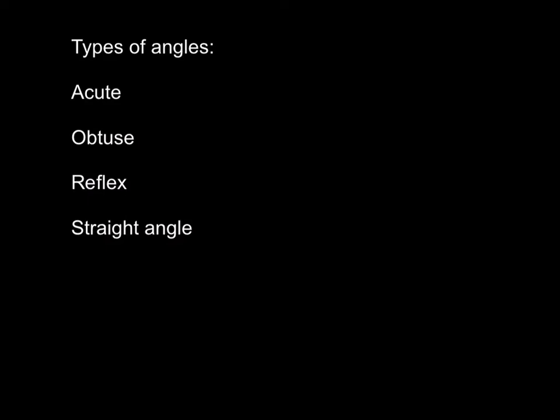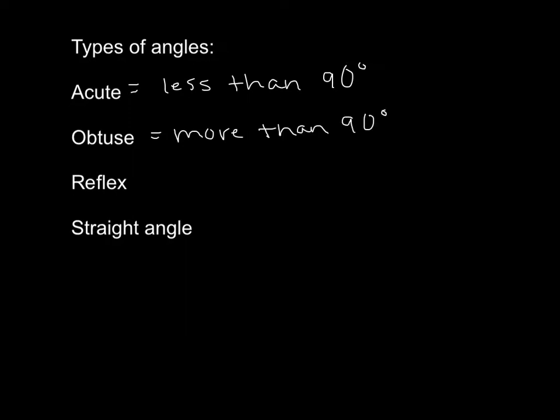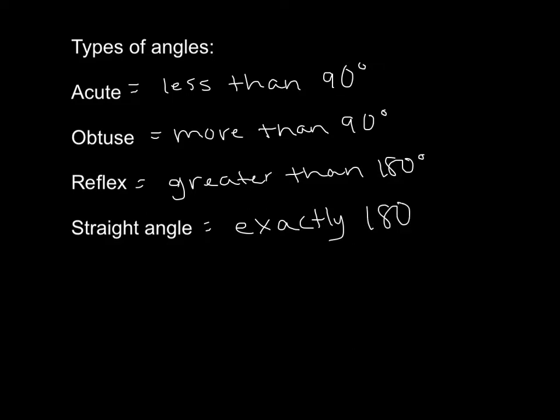There are 4 different types of angles. We've tried these before. I'm going to give you the definition and then you'll show me with your hands or your arms how we make them. An acute angle is less than 90 degrees. An obtuse angle is more than 90 degrees. A reflex angle is greater than 180 degrees. And a straight angle is exactly 180 degrees. We're going to try some of these out.